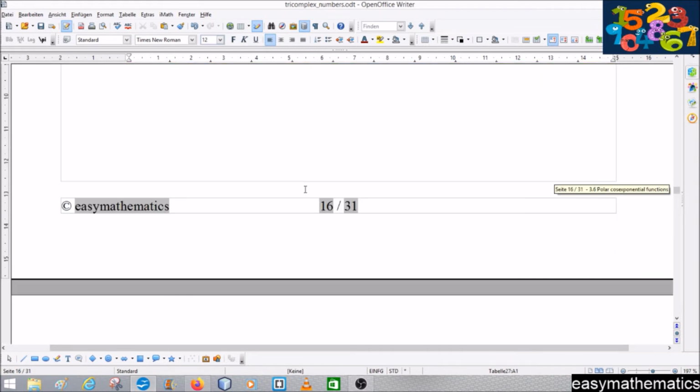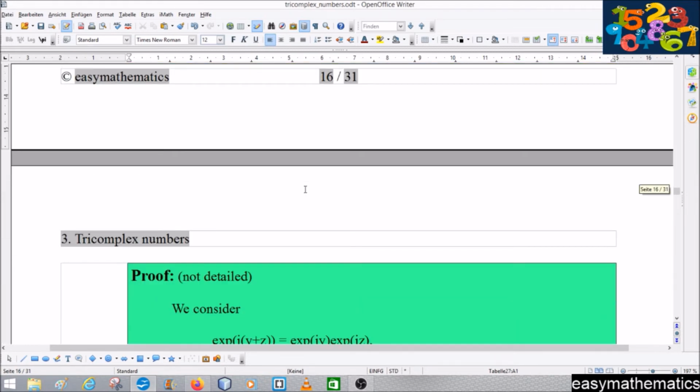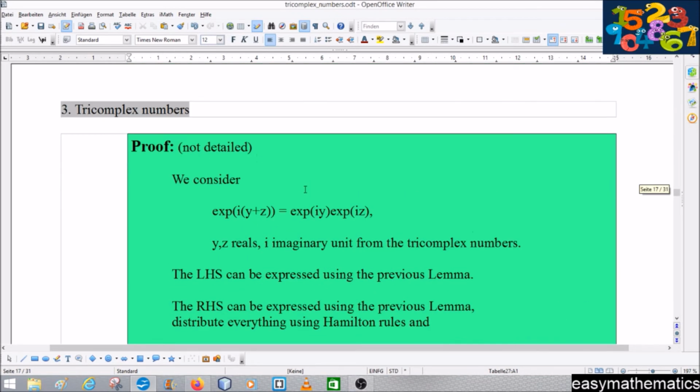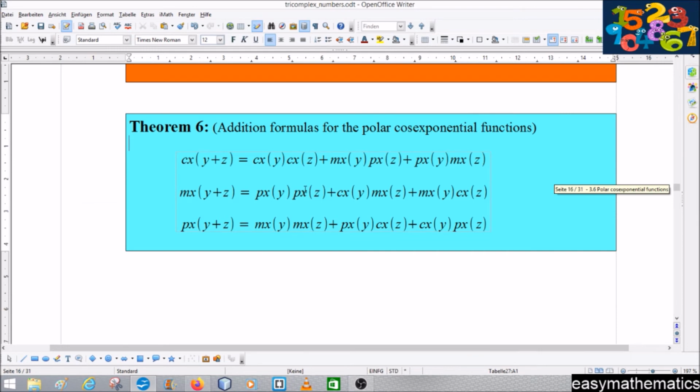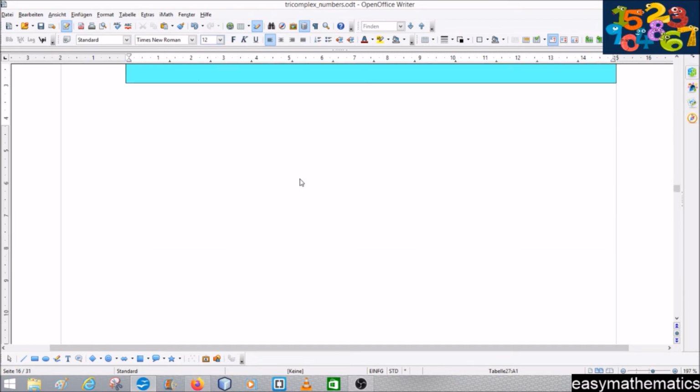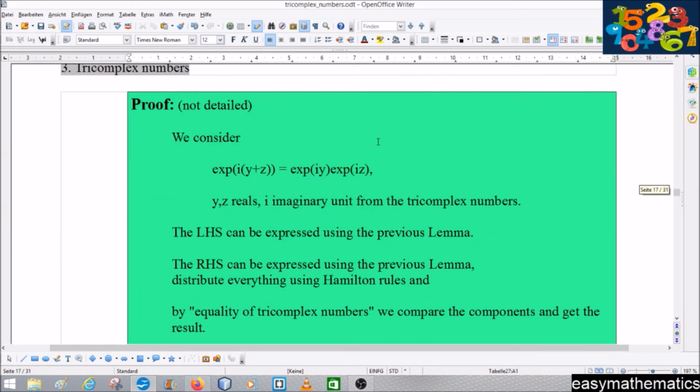And we will prove all three of them, but like I said, not in detail. I leave the details for you. I make a sketch, and I recommend to take pen and paper and prove them with the help of the sketch by yourself. We consider the exponential of I times y plus z, where y and z are reals and I is the imaginary unit from the tricomplex numbers, not from the complex numbers.